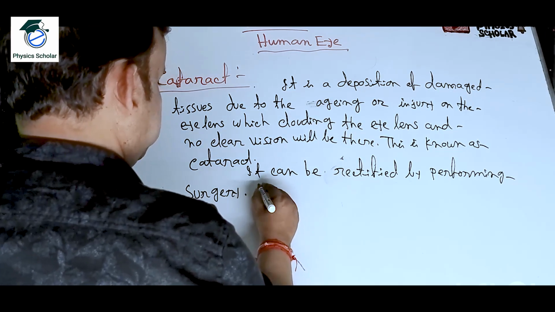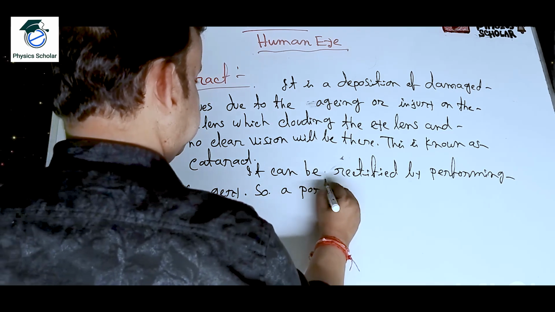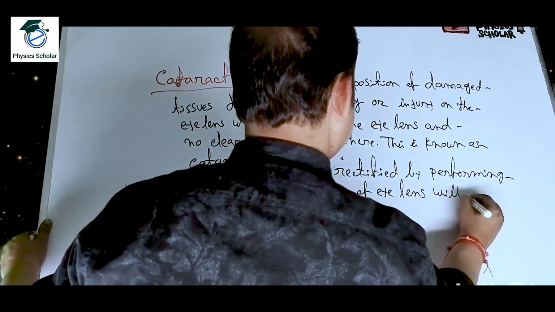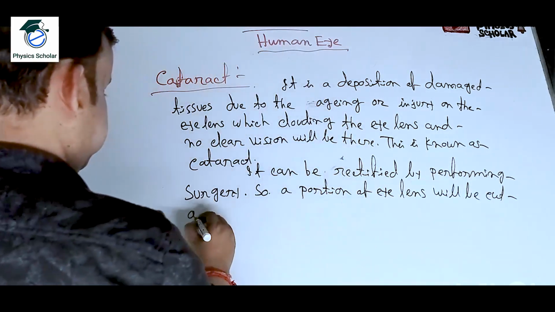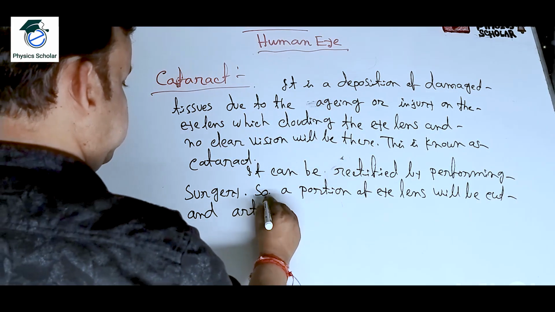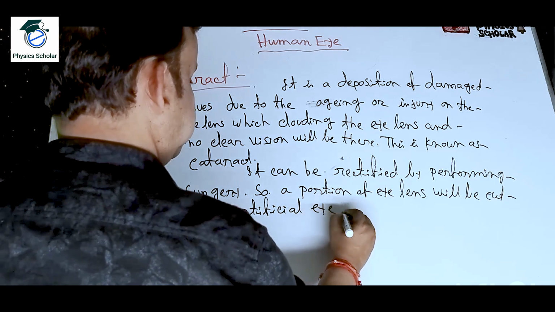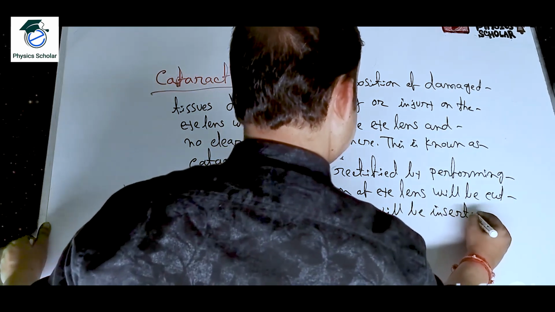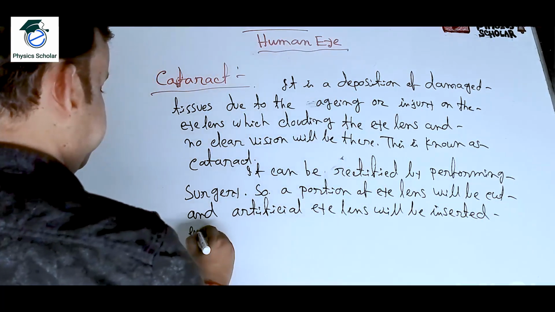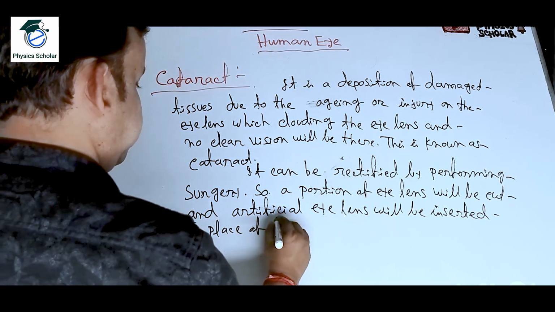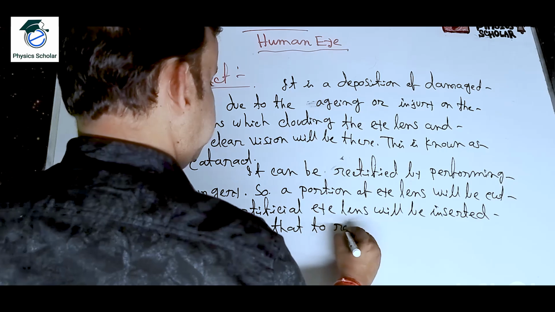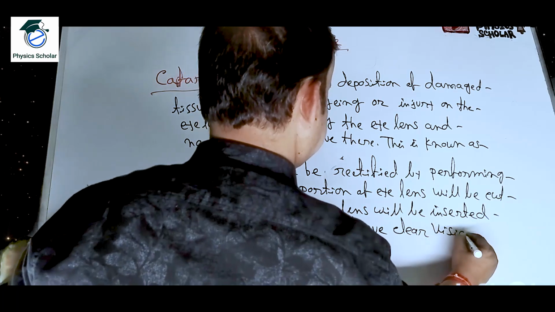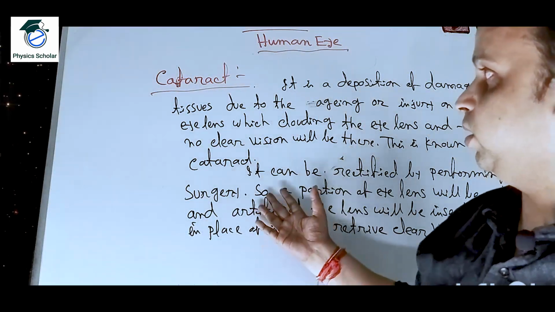A portion of the lens will be cut and an artificial lens will be inserted in place of that to retrieve clear vision. Clear? So what exactly will the doctors do?